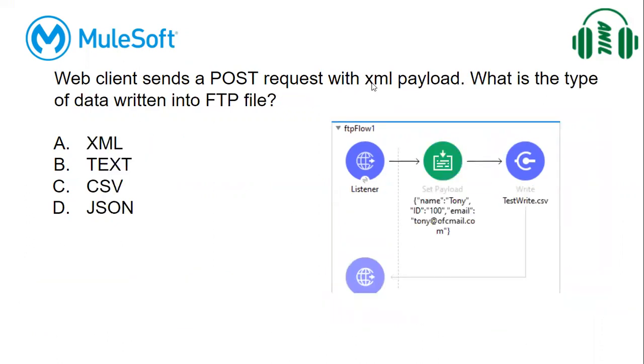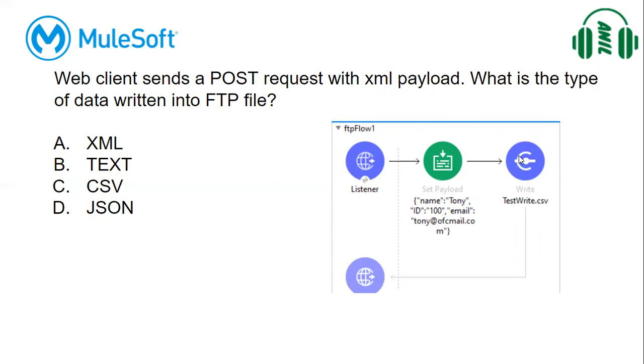Web client sends a POST request with XML payload. What is the type of data written into the FTP file? We are sending, let's say, an XML payload to this listener from Postman. So what type of data is written into this file? Here, to this listener, we are sending XML. And here we are setting JSON data as a payload. See this one, name, Tony, ID. So this is the JSON format.